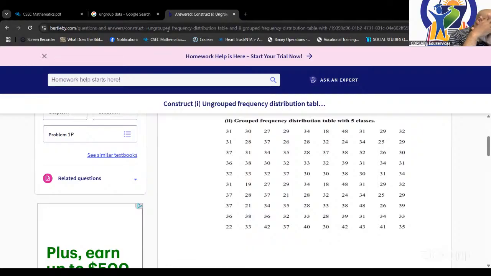All right, for those who are on YouTube, if you're using a device, you can just zoom in and you'll see the information on your screen. You can go ahead and create your frequency table for this. It's a lot of information there.